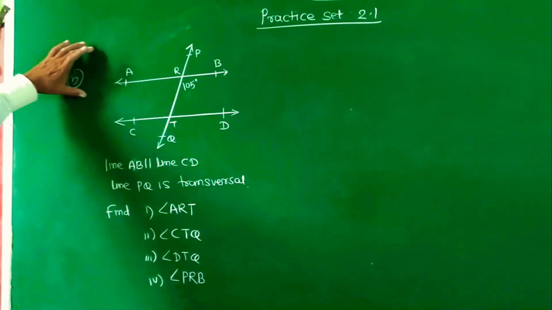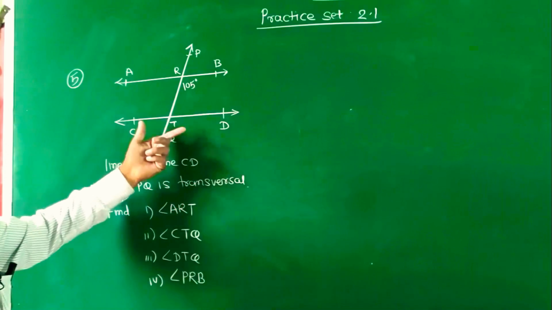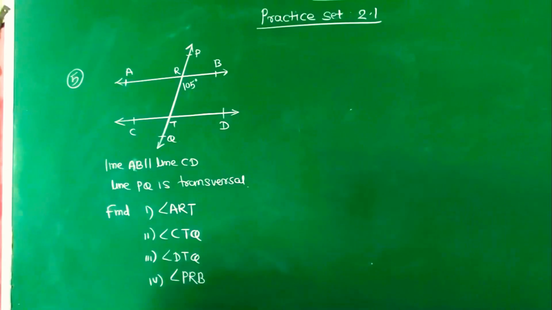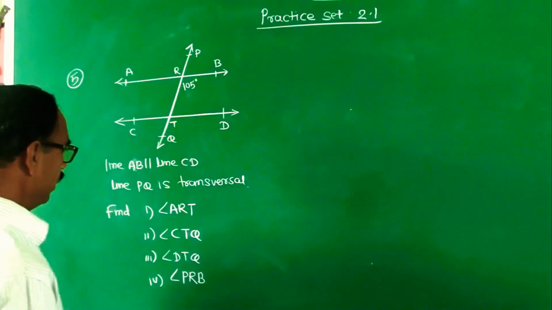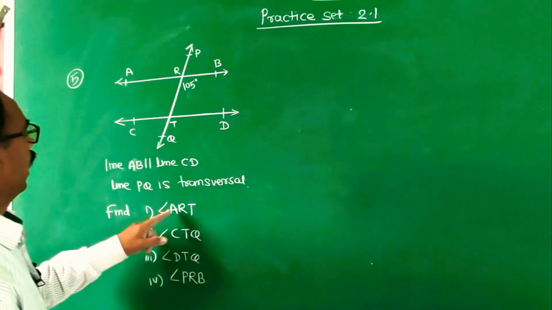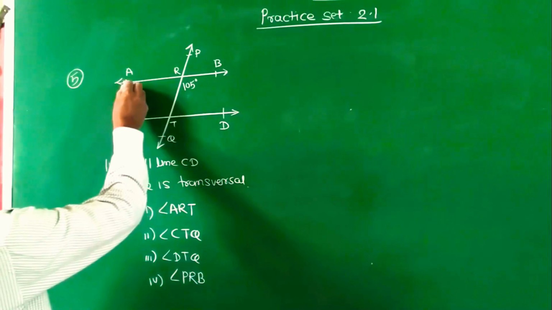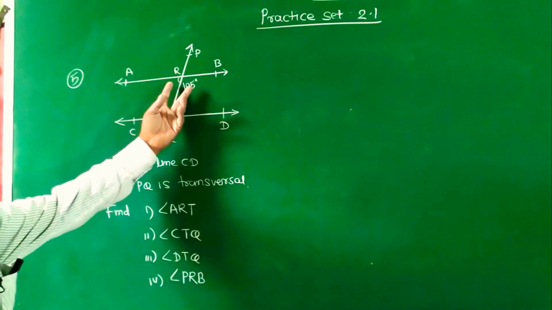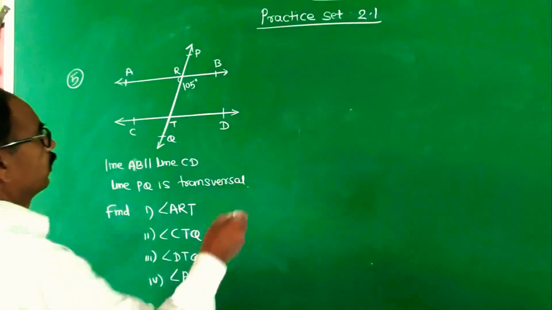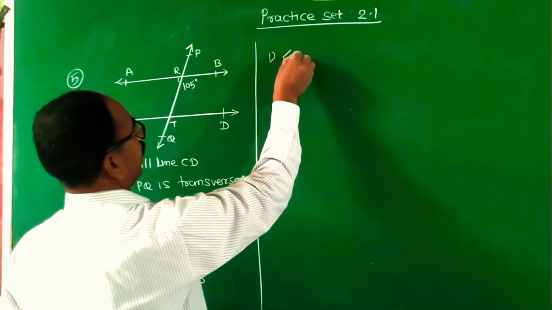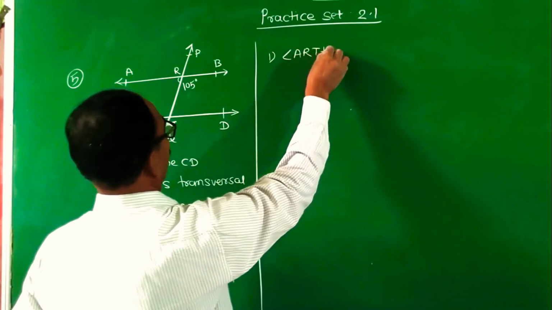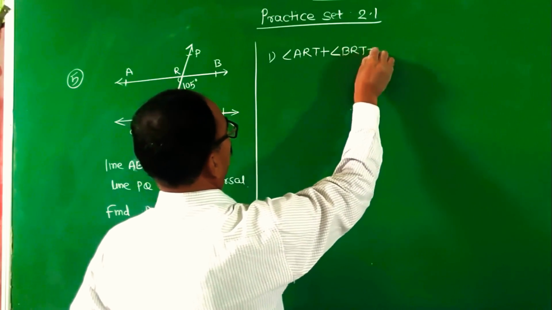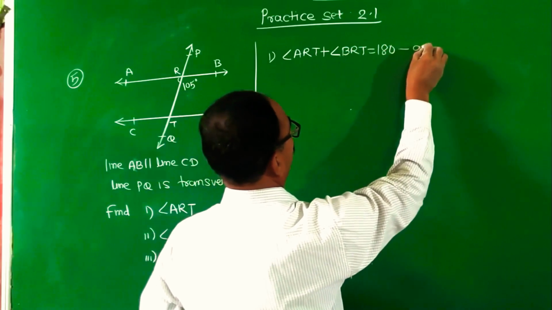Here we have a given figure. Line AB is parallel to line CD. Line AB and line CD are parallel, and PQ is their transversal. We are given that this angle is 105 degrees and we have to find angle ART. Angle ART means this angle. So by using angles in a linear pair we can find angle ART. First we write angle ART plus angle BRT equals 180, angles in a linear pair.